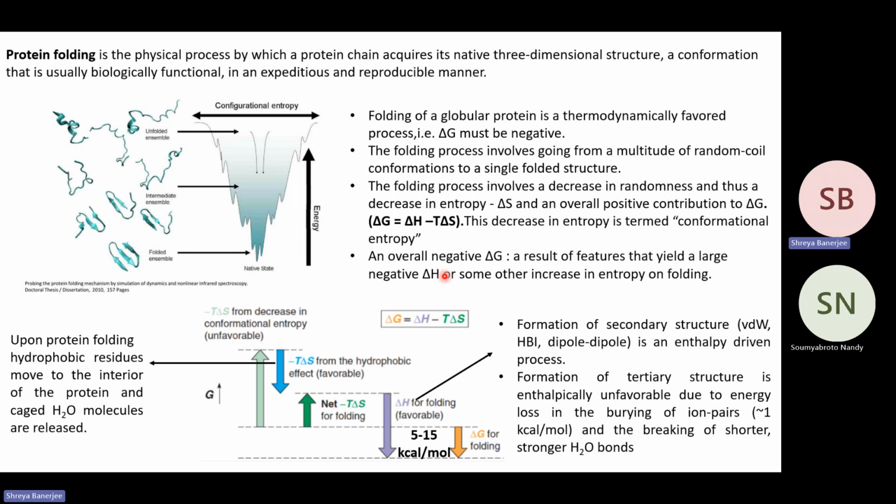But we also know that when it goes from a free structure like this to a folded structure, the entropy is decreasing. So delta S is negative. So minus T delta S is positive. So entropy is unfavorable, enthalpy is favorable. If you combine these two, delta G is delta H minus T delta S, you will have a net delta G of folding, which is around 5 to 15 kilocalorie per mole, and it is negative.